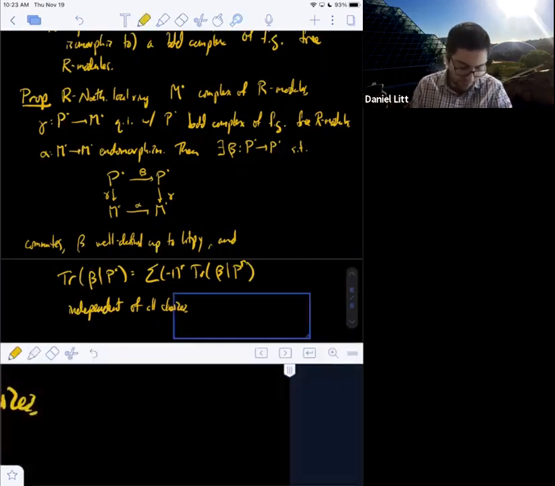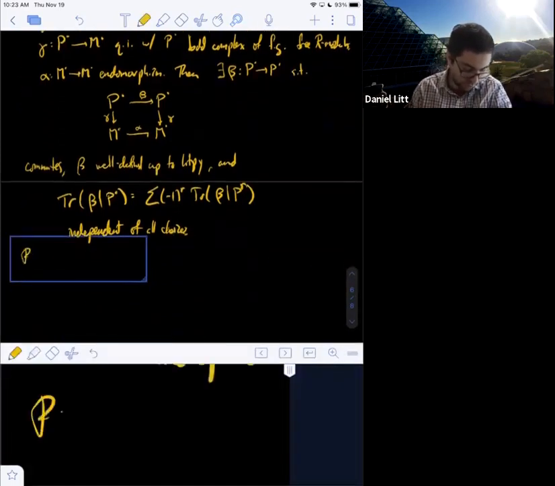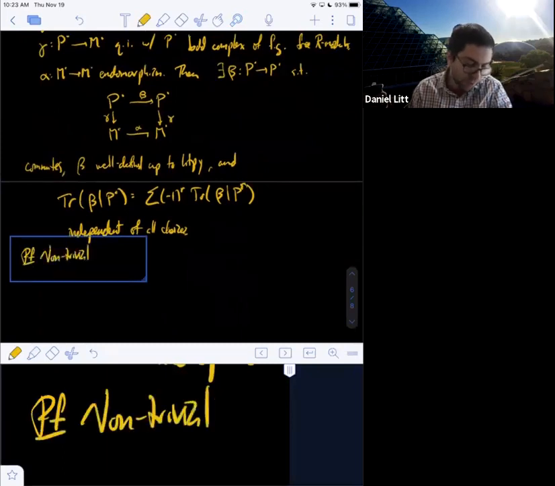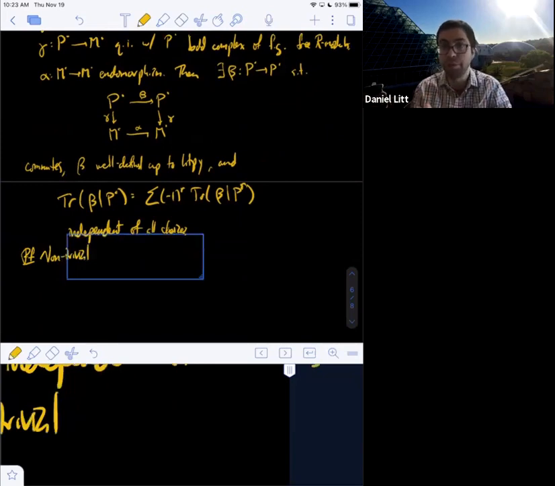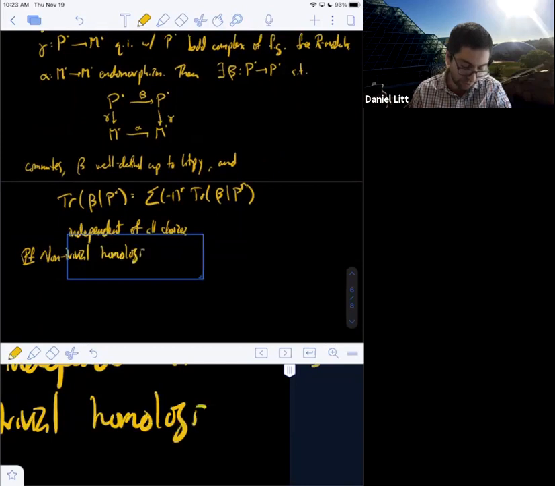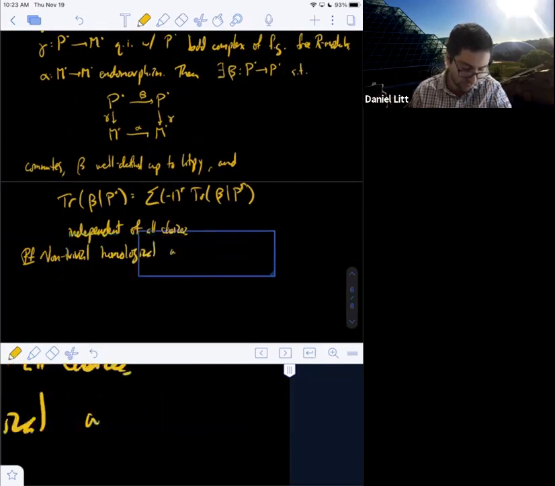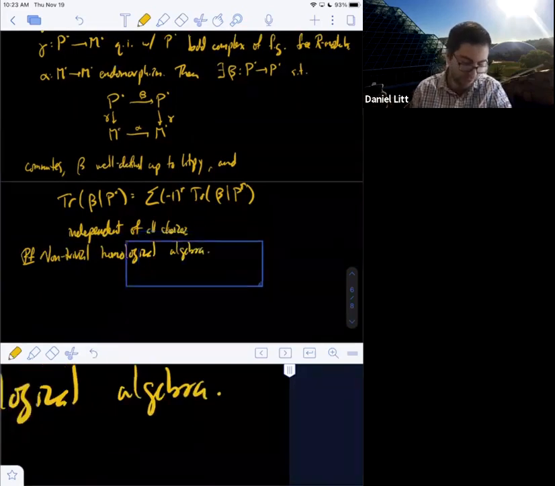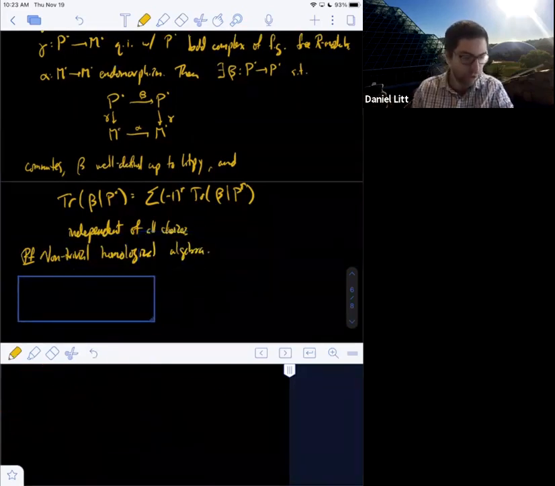Okay, so I'm not going to prove it. The proof is non-trivial homological algebra. And when I say non-trivial, I mean you'll be able to do it if you sit down and try it, but I just don't want to claim that it's easy. But let me briefly remark on what the point is.